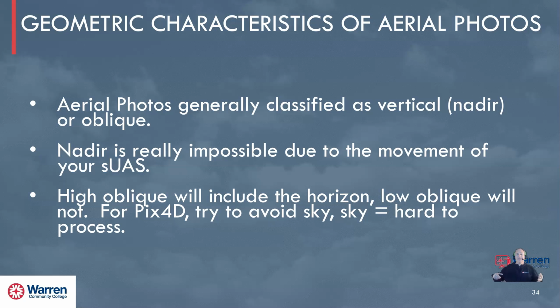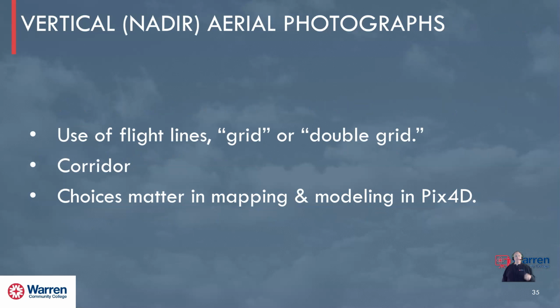The nadir in its perfect sense is nearly impossible because of the movement. So you're always kind of getting the images a little bit different. High oblique, if you're too far oblique, you're going to get the horizon. Low oblique does not, and you want to try to avoid the horizon, try to avoid the sky. The sky, think of the colors if we're working off pixels, how hard that can be to identify and to go through. So when we're doing these, we use flight lines.